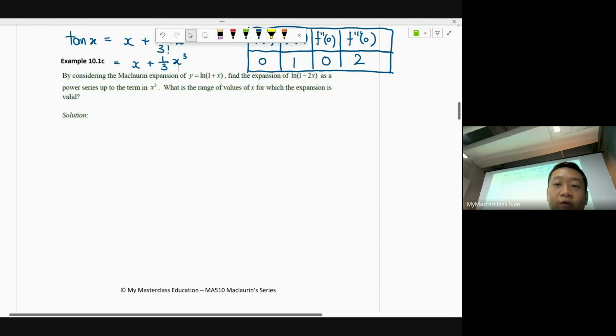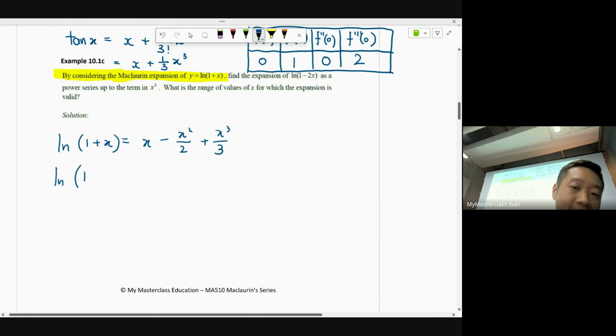Usually, if they want you to use the formula sheet, they will tell you this by saying "consider the Maclaurin expansion of this." So look at your formula sheet, Isaac, and tell me ln(1 + x) is equal to what? x minus x squared over 2. Okay, which means that for ln(1 - 2x), replace the x with what? Negative 2x. Yeah, just replace only.